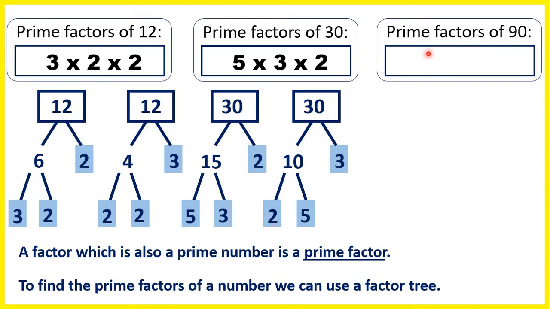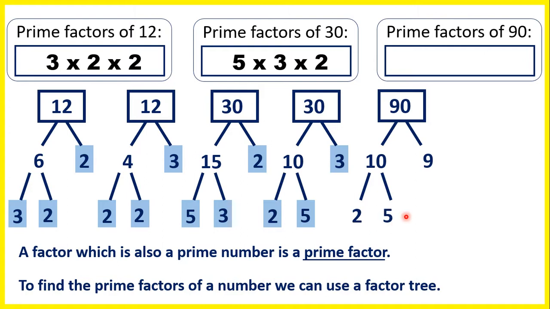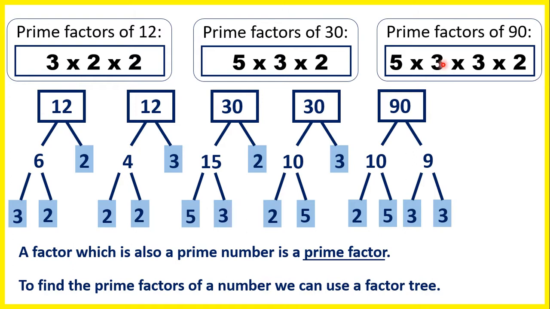Now, let's try finding the prime factors of 90. So, 90 at the top of our factor tree, that's 10 times 9, so we can write 10 and 9. We can break 10 down into 2 times 5, and we can break 9 down into 3 times 3. But now we've got 2, 5, 3 and 3, so we've got prime numbers on the end of our factor tree, so these must be the prime factors. And we can write that as 5 times 3 times 3 times 2.